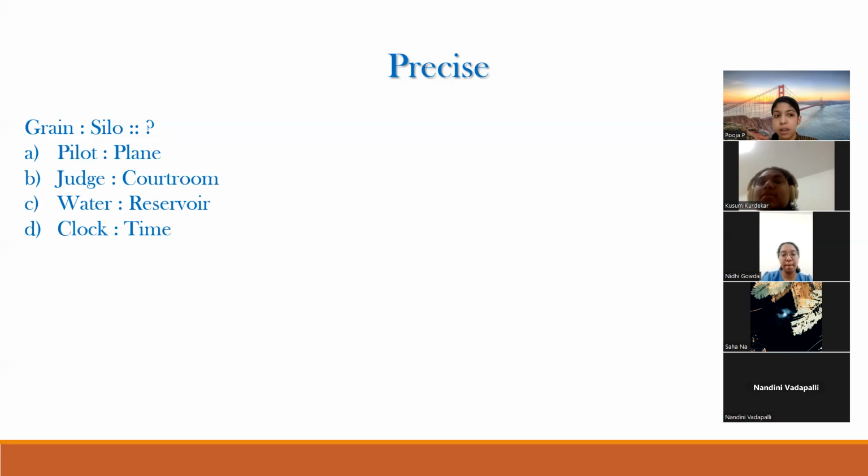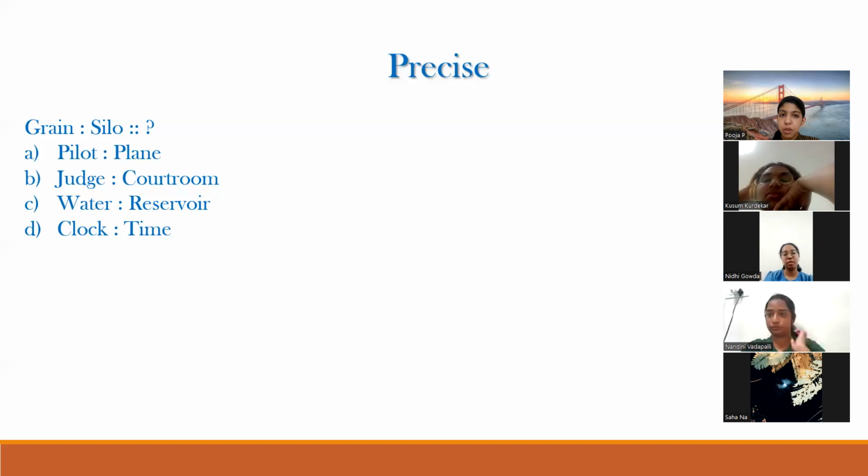Option D you can eliminate here because it should have been the reverse pattern. If it was like time is to clock, then clock is a place where time is found, this could have come into the picture. But you can eliminate option D, and you're still left with A, B, C, all three belonging to the same pattern of the question. Do you all agree with me on this? Yes, ma'am. Okay. So in this case, you should be very precise.